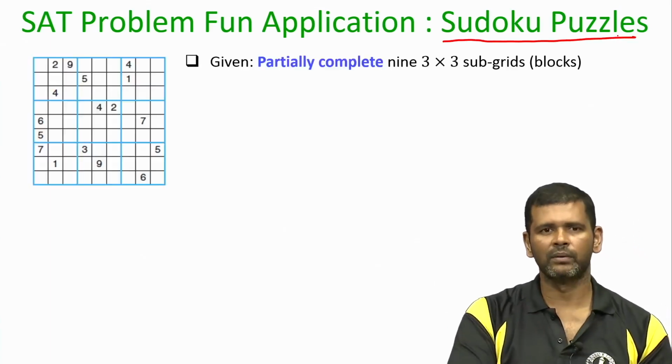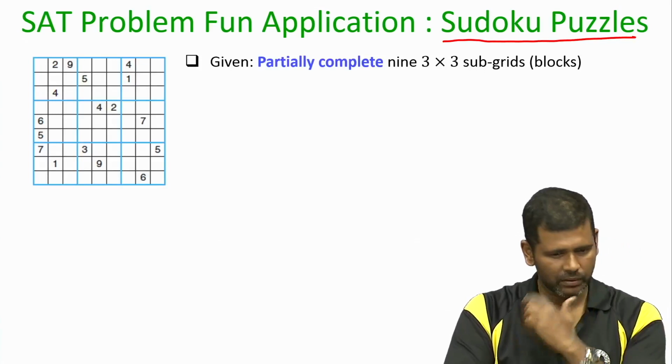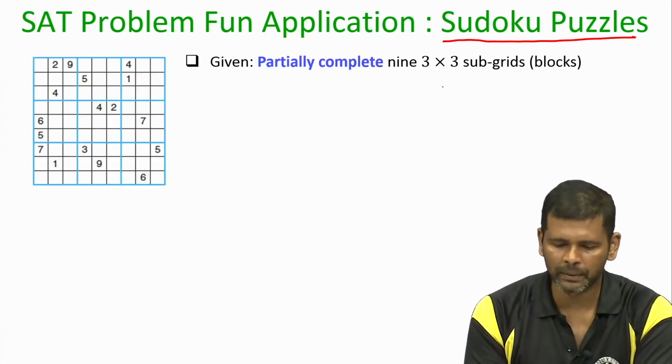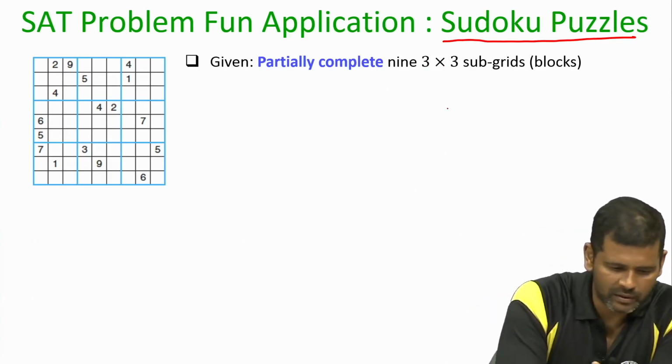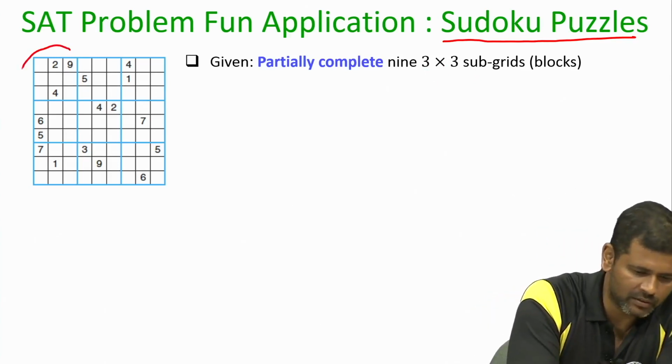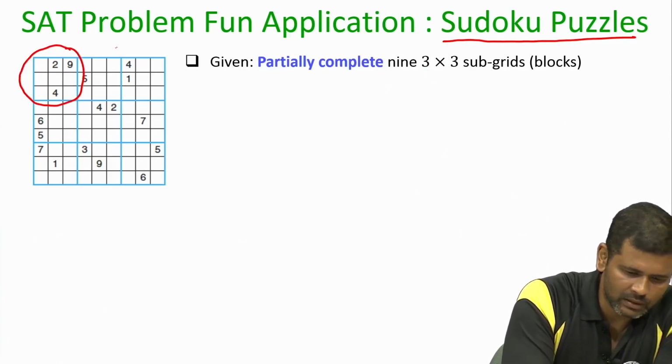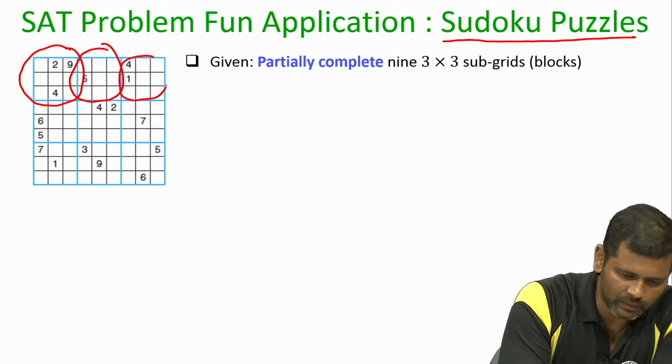So, what is a Sudoku puzzle? You will be given a partially complete grid made of 9 3 cross 3 subgrids. What do I mean by subgrids here? This is subgrid number 1, then this is subgrid number 2, subgrid number 3 and so on.